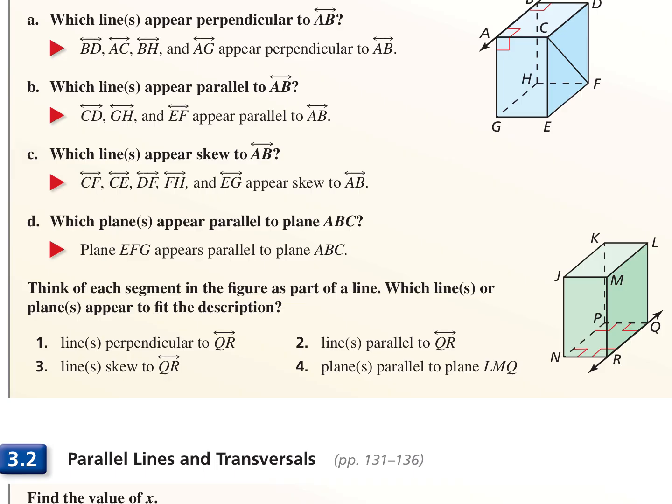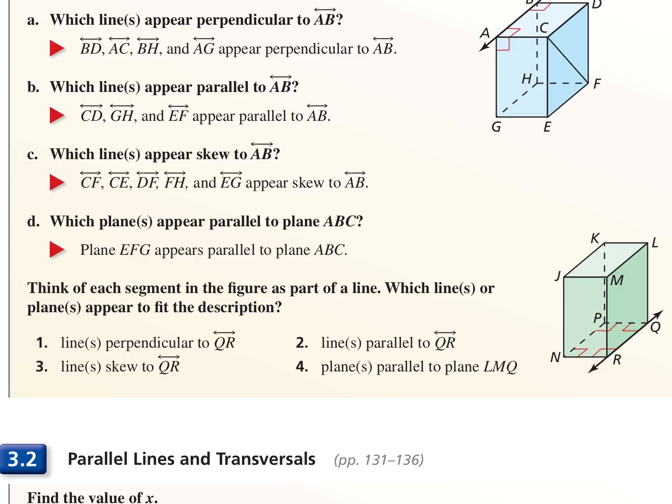So looking at number 1, the question says, think of each segment in the figure as part of a line. So all of these segments, you should be writing them as lines because they're telling me they're part of a line. So if you didn't put your arrows, please make sure you put your little arrows on your lines because they are lines. And then it says name line or lines or plane or planes that appear to fit the description. You should have named all of them, not just one. On your test, if it specifies one, you could just name one. But if it does not say one, please name all of them.